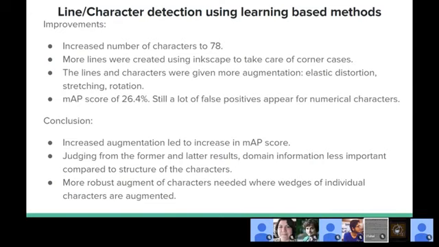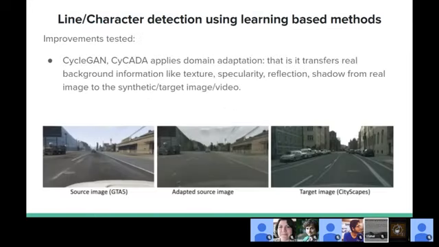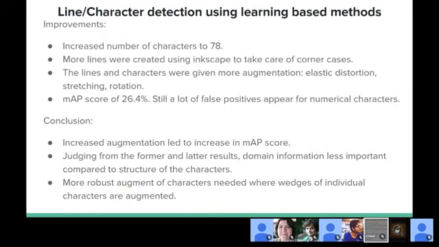So judging from the conclusion from this and the former one, from the CycleGAN method and from this, I judge that the domain information is not as important for character detection, whereas the basic structure of the character is more important. So we need more robust methods of creating the wedges of the cuneiform characters to improve the training. Also, I believe that I should increase the training size of the dataset.